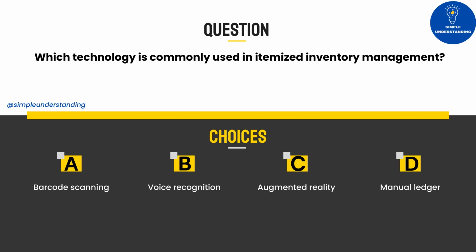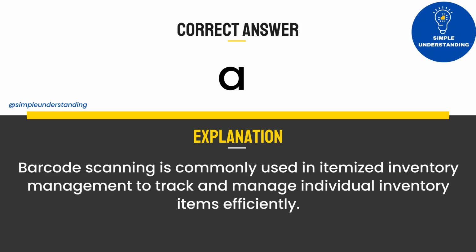3. Which technology is commonly used in itemized inventory management? A. Barcode scanning. B. Voice recognition. C. Augmented reality. D. Manual ledger. Correct answer, A. Overall explanation. Barcode scanning is commonly used in itemized inventory management to track and manage individual inventory items efficiently.